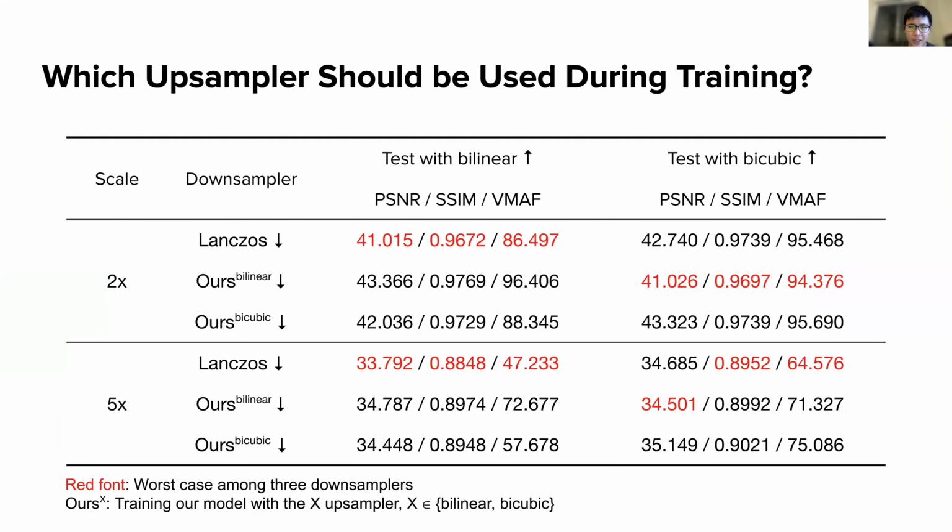And we also have some quantitative analysis on this. In this table, we measured the reconstruction quality of a video downsampled by one model and upsampled back by the other. We show PSNR, SSIM, and VMAF in each cell. The main message that we want to show here is that when your model is trained with bilinear upsampling and tested on bicubic upsampling, the reconstruction quality is worse than Lanczos baseline due to the over-sharpened result that we saw previously. This is why we end up using bicubic upsampling during our training.